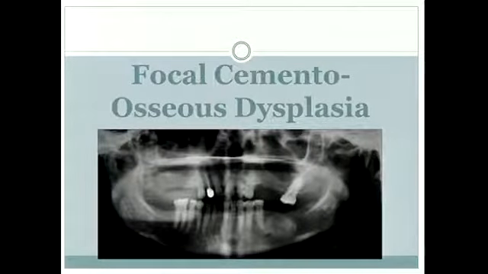Okay, so now we're going to talk about focal. So focal means one area. Focal is kind of like local, focal cemento-osseous dysplasia, okay? And so similar finding, except it's usually in the posterior mandible. This was anterior mandible. This is posterior mandible in this patient.